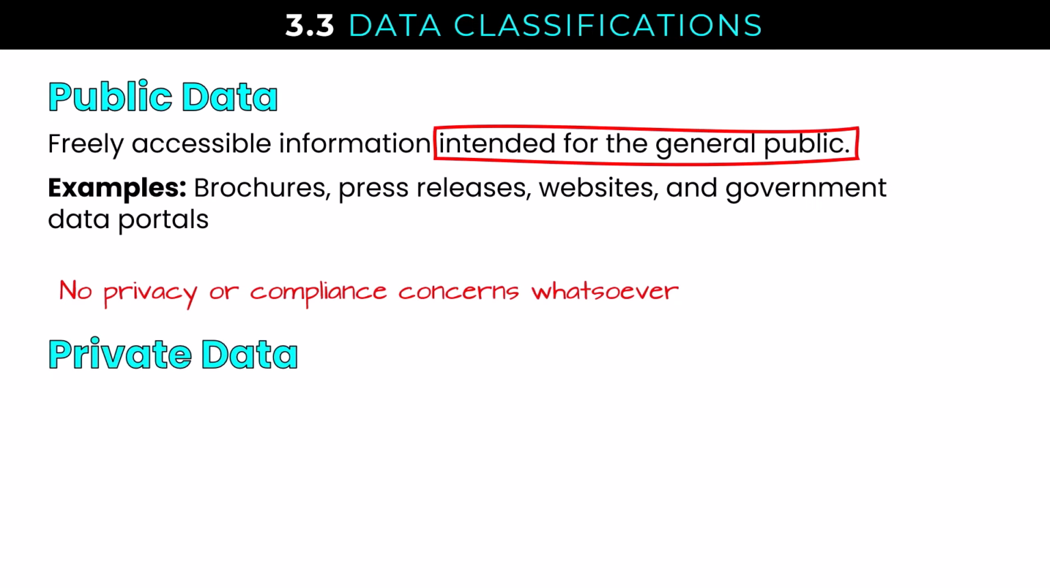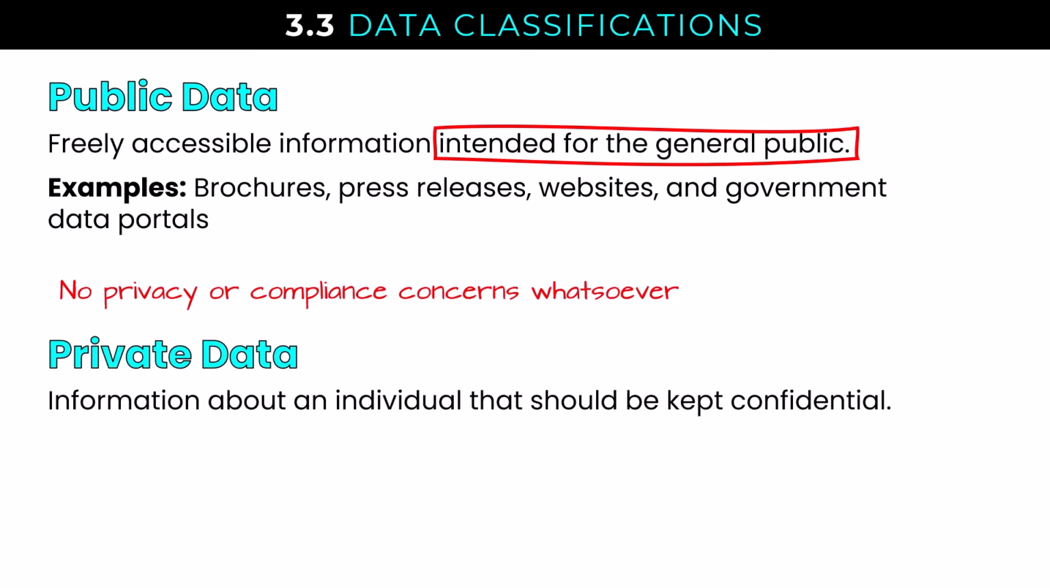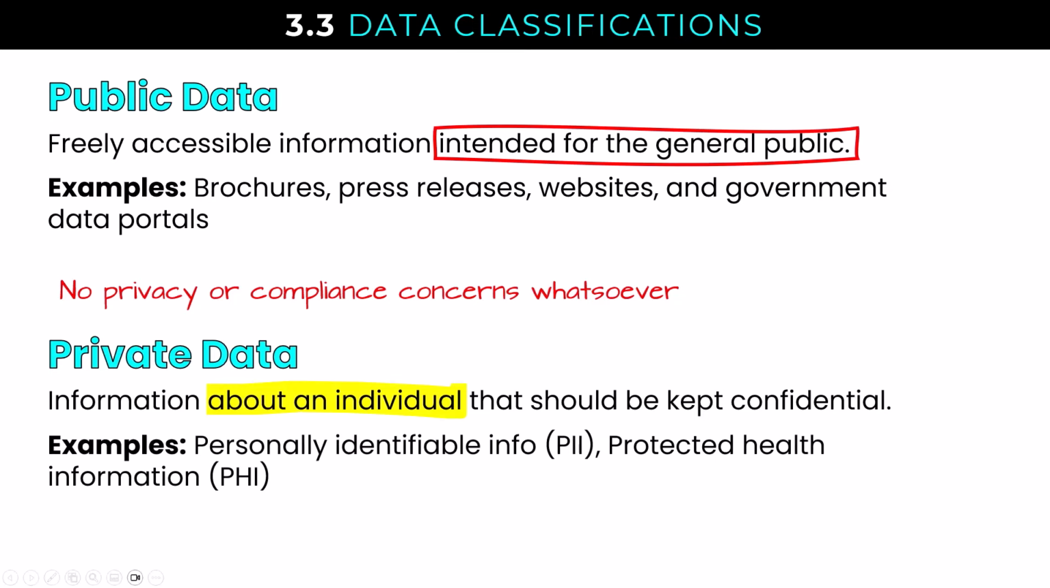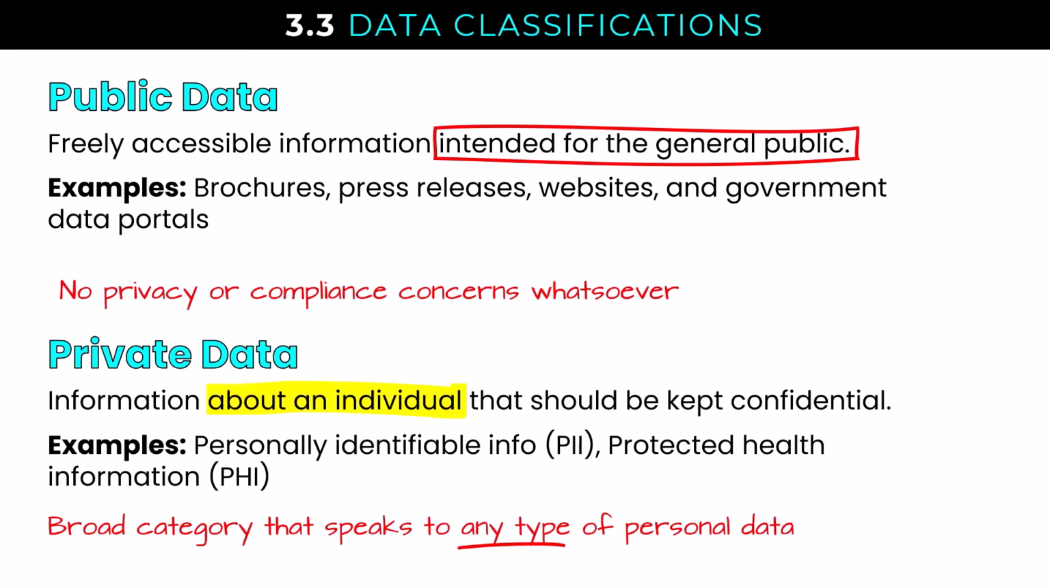Next, we have private data. So this is information about an individual that should be kept confidential. This would include personally identifiable information or protected health information. But private data is a broad category that really speaks to any type of personal data.